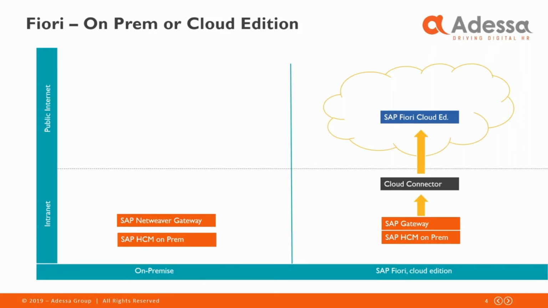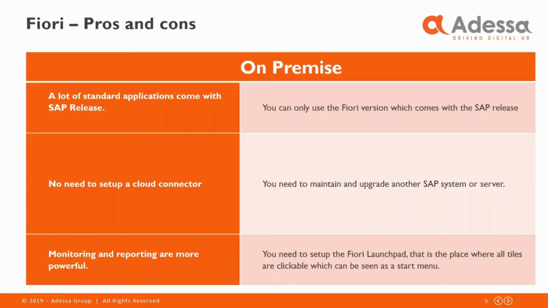Of course, each solution has its pros and cons. Let's begin with on-premise. What are the advantages of using an on-premise solution? The first advantage is that you get a lot of standard apps directly with a SAP release. There is no need to set up a cloud connector between the apps and the cloud. In terms of monitoring and reporting, it's much easier to monitor running apps and report in case of issues, because every SAP release comes with relevant transaction codes to help you to do so.